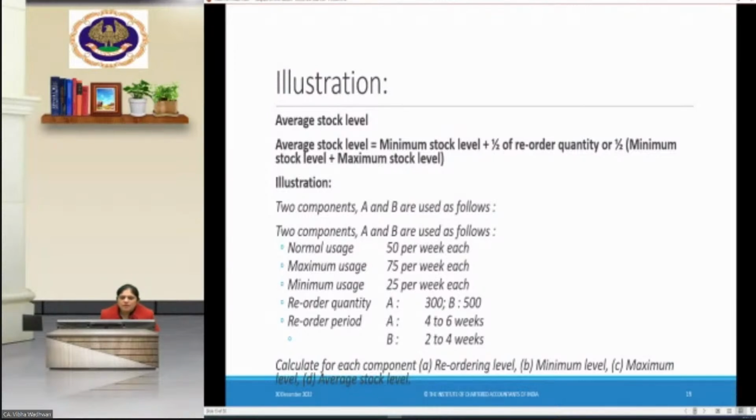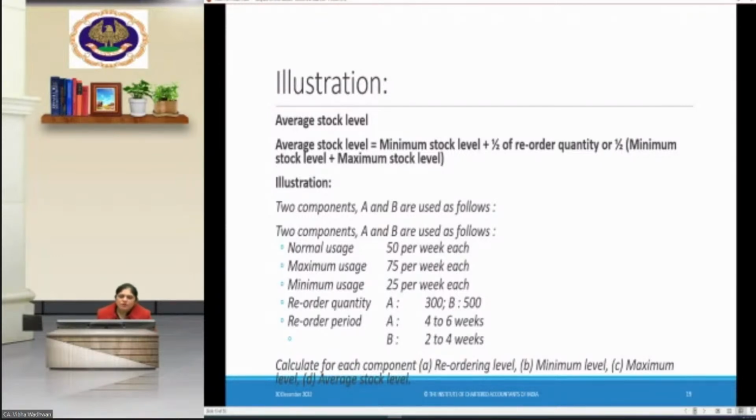So 50 per week is the normal usage, that means average. Maximum consumption is 75 per week. Usage is the consumption. Minimum consumption is 25 per week. Reorder quantity for A is 300, for B is 500. So you have to calculate for both the materials. Reorder period, that is the delivery time: A 4 to 6 weeks, B 2 to 4 weeks. So calculate for each component, for A also, for B also.